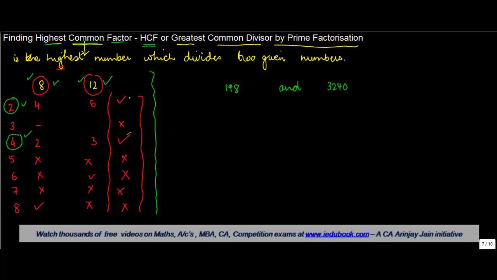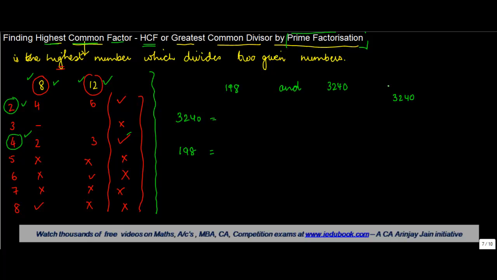So what you can do is you can also find out the highest common factor of any two numbers through the prime factorization method. So in this method, you will write down these two numbers in terms of their prime factors. You remember how we did it? Let me do this for you.